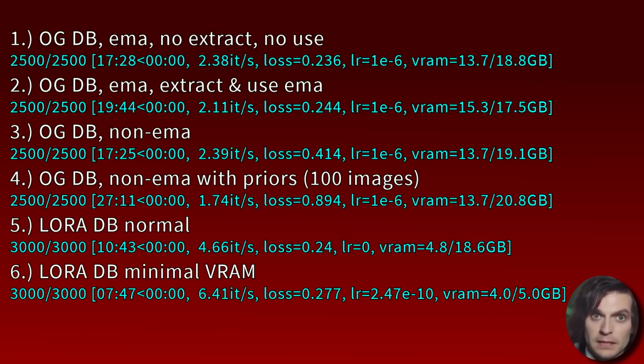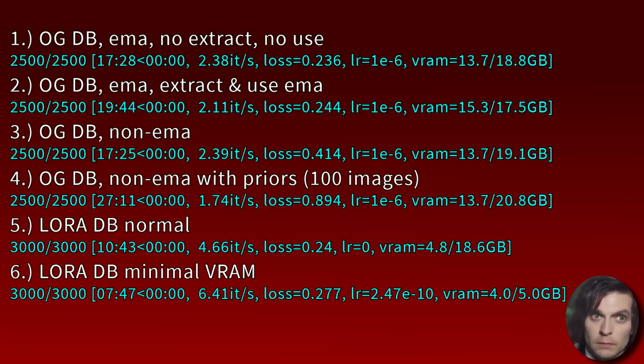Some of these statistics from my test runs: the first model is the EMA checkpoint, but I haven't extracted EMA and I didn't tick the use EMA box. As you can see there, that's using 18.8 gig of VRAM and finished in around 17 minutes and 30 seconds. The loss there, 0.236. If I do the same thing again, but this time I did extract EMA and I did tick the use EMA box, the memory usage has dropped slightly. It's down to 17.5 gig, taking a little longer at almost 20 minutes, but with a loss of 0.244.